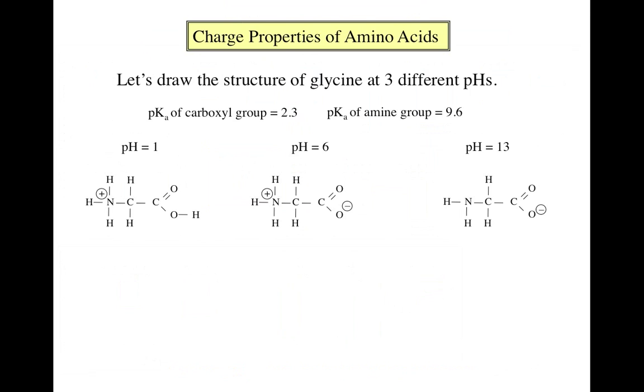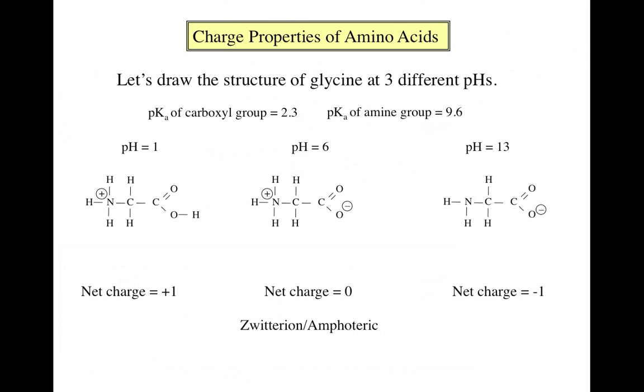We can calculate the net charge on any one of these three structures. At a pH of 1, glycine has a net charge of +1 because the protonated amine group has a charge of +1 and the protonated carboxyl group has no charge. At a pH of 6, glycine has a net charge of 0, and at a pH of 13, glycine has a net charge of -1.